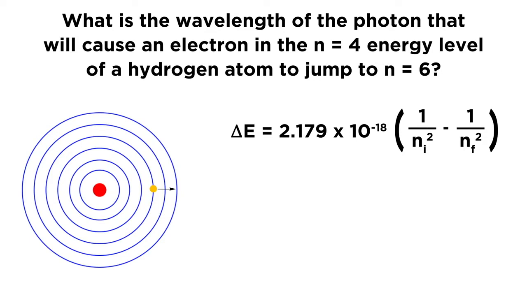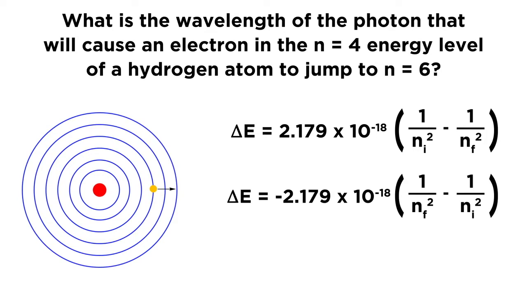Look at this question. What is the wavelength of the photon that will cause an electron in the n quantum number equal to 4 energy level of a hydrogen atom to jump to n equal to 6?